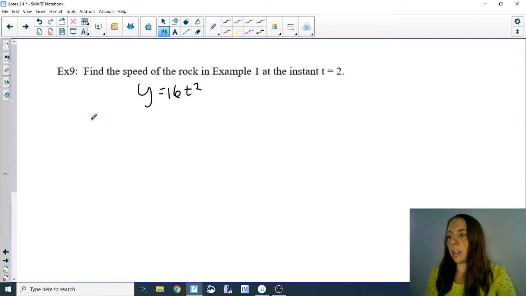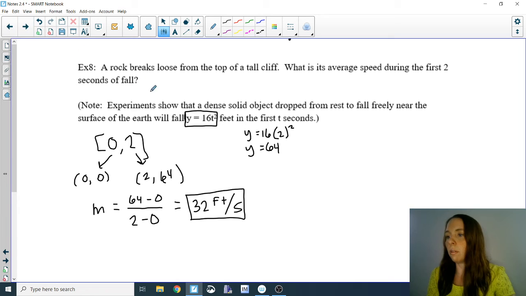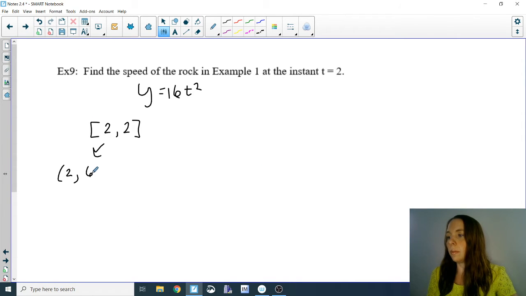Okay, we tried to approach it the same way we approached example 8, the last problem. We said, let's set up an interval of time, but if we're looking at the instant t equals 2, that means we're going over the interval from t equals 2 to t equals 2. And then we set up 2 ordered pairs. We said when time is 2, let's just go back and look at that. The y was 64. And we're going to the same moment in time.